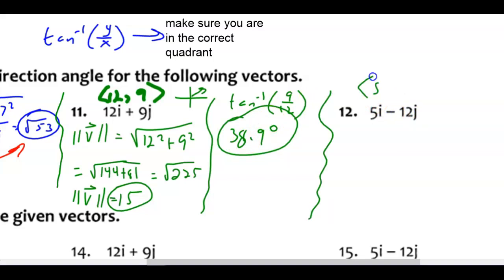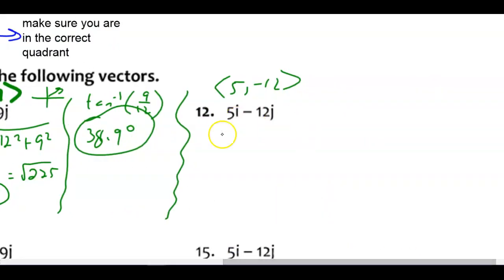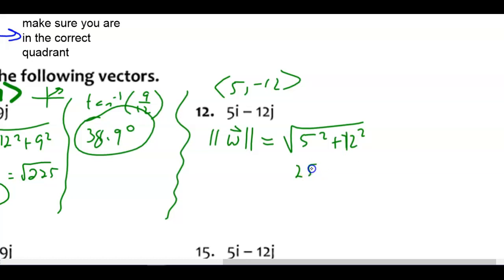And right here we have 5, negative 12. So, magnitude again. We'll call this vector W. So we have the magnitude of 5 squared and negative 12 squared gives us 25 plus 144, which is going to be the square root of 169.